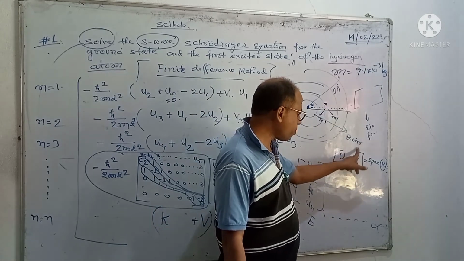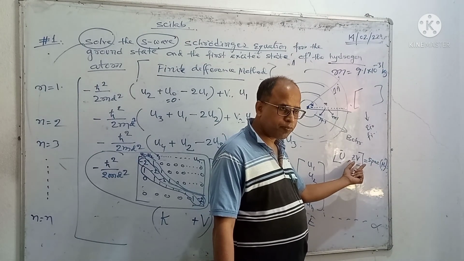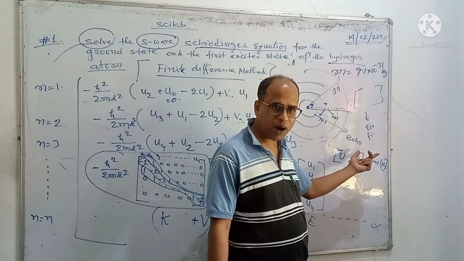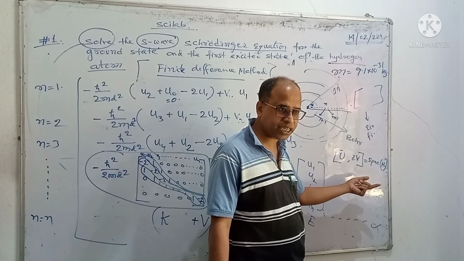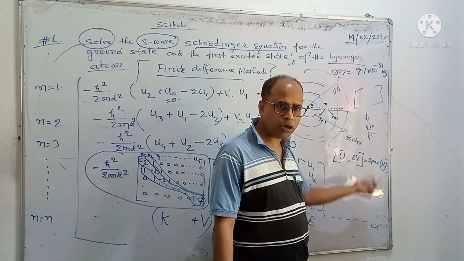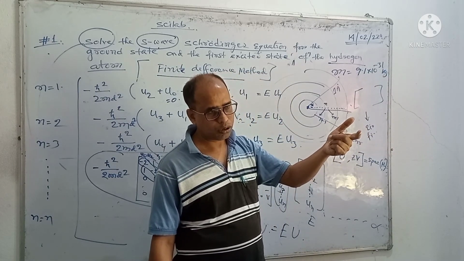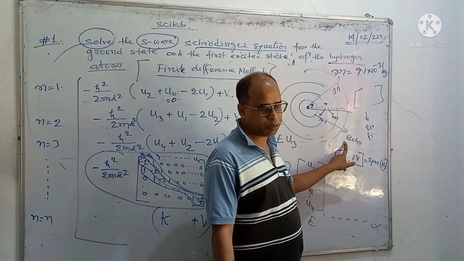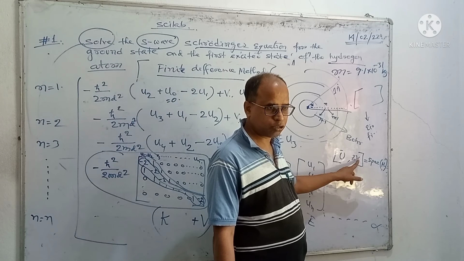They will give a set of eigenvalues. Your ground state will be n equal to 1. Next, the first excited state is n equal to 2. Therefore, the computer will give you these, and it will also give the corresponding eigenfunction.